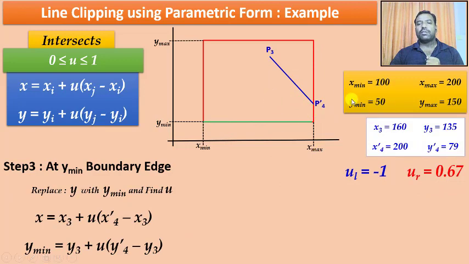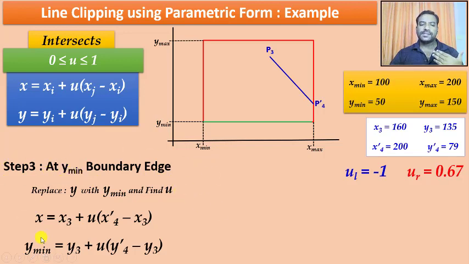So now whatever line I have found the intersection for, I have clipped out, and I updated P4 as P4 dash, and even changed these values to x4 dash and y4 dash. Now we'll go for step 3. We will not stop at this step. We'll go for step 3 and even step 4 also.